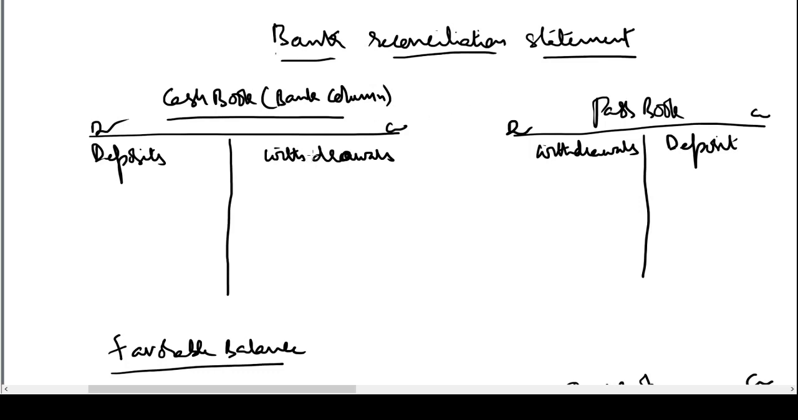Okay, so first of all we'll try to see cash book. Now when we talk about cash book in this chapter or in this topic called the bank reconciliation statement, we are always referring to the bank column of the cash book, or we are simply referring to the bank account in our ledger accounts. So in the books of the business, whenever we talk about cash book in this topic, we are always referring to the bank column in the cash book, or we are talking about the ledger account for bank account.